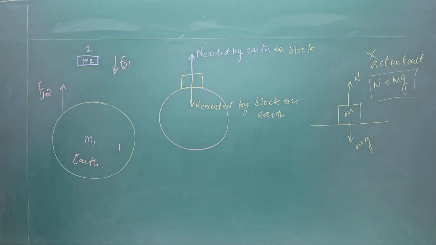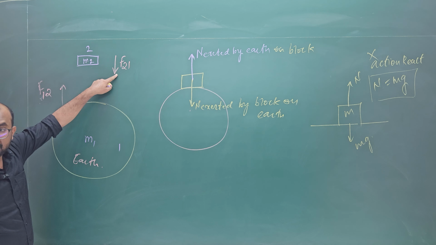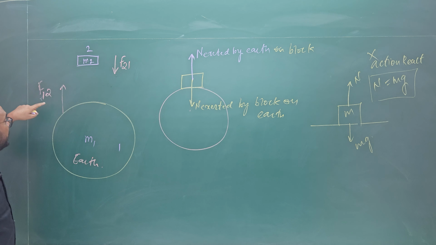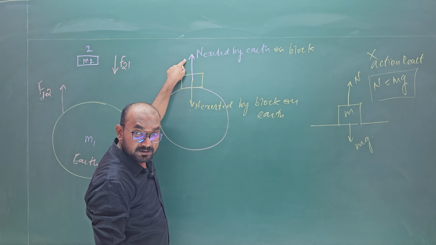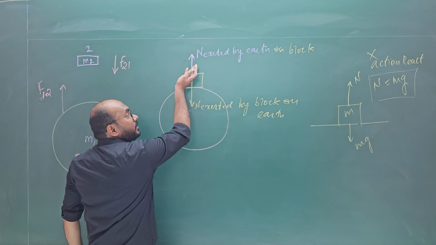Check the directions. This is the direction of what? Force of attraction on block due to earth. This is the direction of force on what, block or earth? Earth by the block. Similarly, whose direction is this? Earth is applying normal in the upward direction. The block is applying in the downward direction. Yes or no?